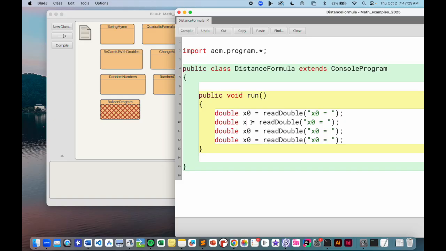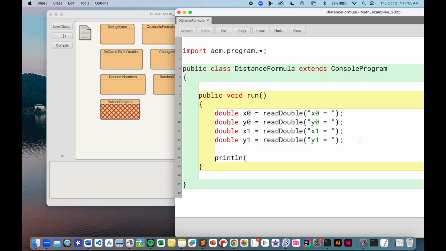Let's do x0. Let's do then y0 for the next one. Let's do x1 and y1. And make sure you change them in here. This is y0, this is x1, and this is y1. So we're bringing in 4 numbers. Those represent our 2 xy coordinate points. Then let's do this. Print line, distance, and I'm just going to pass all these in.